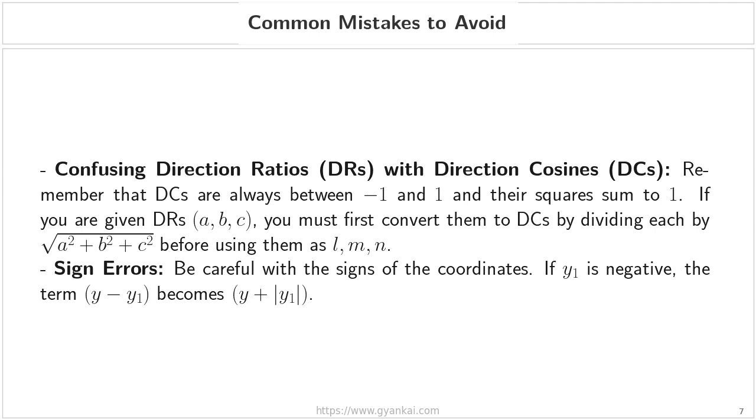Second, keep a very close eye on your signs. This is where most students lose marks. When you are substituting your fixed point into the formula, remember that the formula uses subtraction. So, if your y-coordinate, y sub 1, is a negative number, the term y minus y sub 1 will actually become y plus the absolute value of y sub 1. For example, as we saw in our worked example, y minus -2 becomes y plus 2.